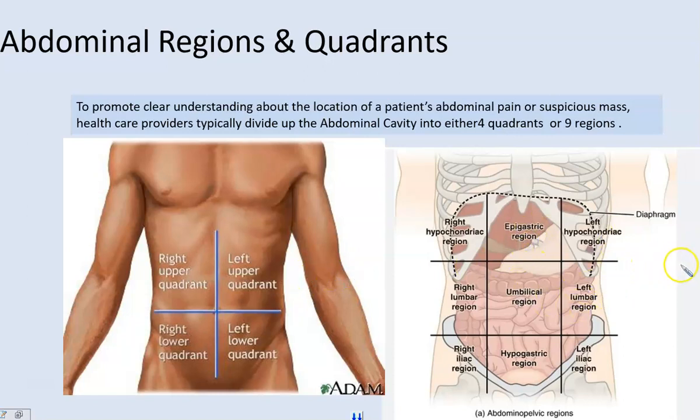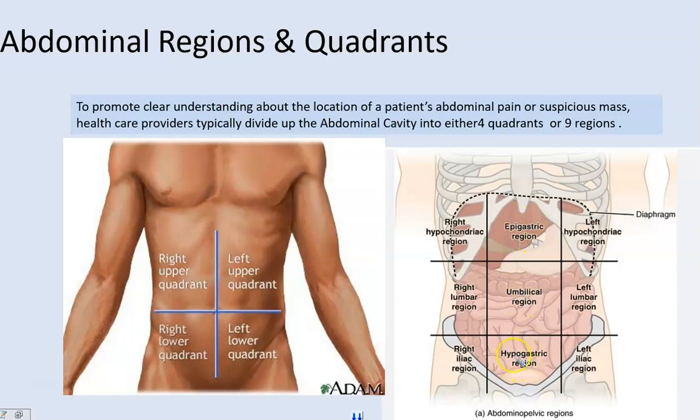The regions are a little bit harder for students, and so I'm just going to pick on a few here to get you an idea what's going on. So, of course, the umbilical region, that's pretty obvious, where your umbilical cord would be. So right there in the center. And so if we go above that, we get epigastric. So you've got the top portion of your stomach. So epi on top of gastric region.